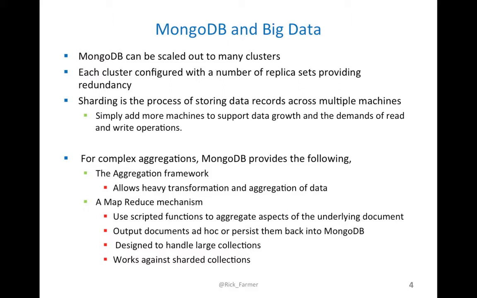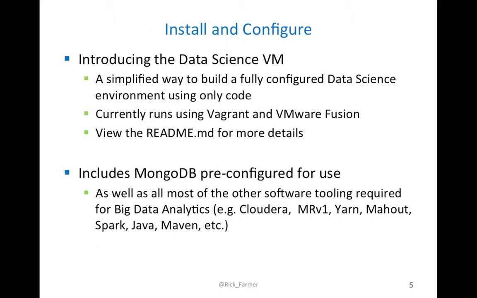It's great for complex aggregations. It provides an aggregation framework that allows heavy transformation aggregation of data and a MapReduce mechanism. This is actually really interesting and what we'll look at today. We use scripted functions to aggregate the aspects of the underlying document and output that on an ad hoc basis or persist it back to Mongo. And it can handle very, very large collections, as you'll see. And it works against sharded collections, so you can distribute that automatically.